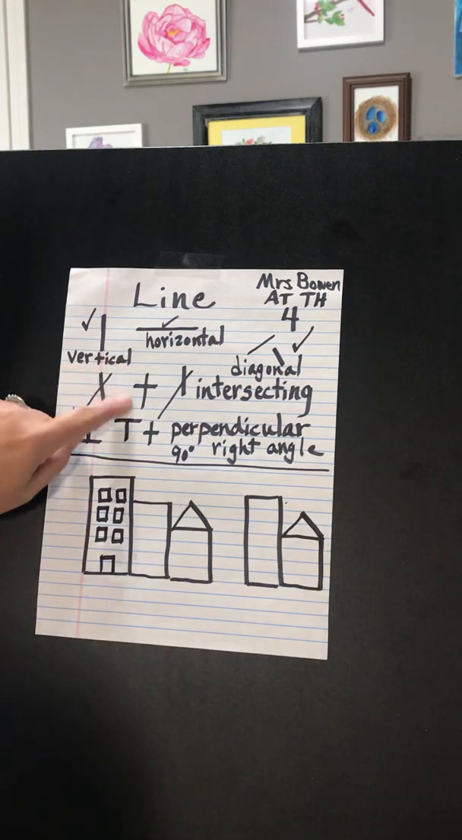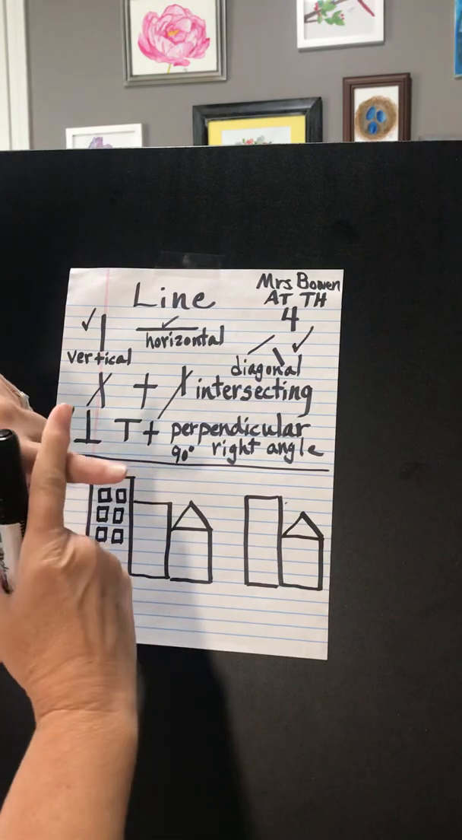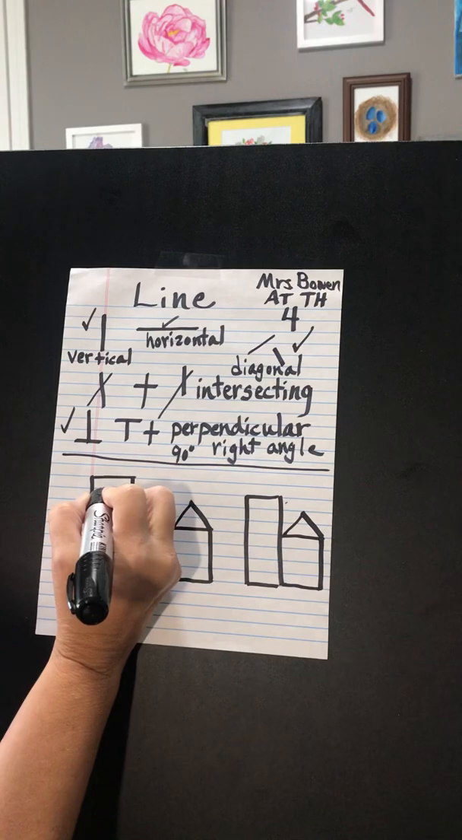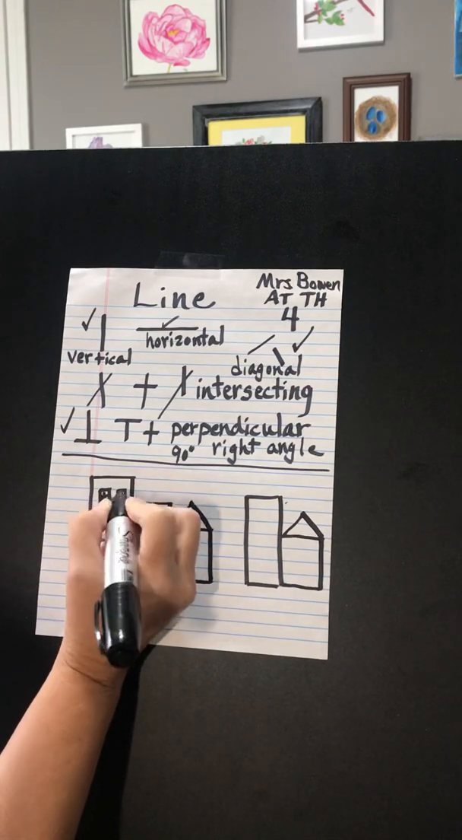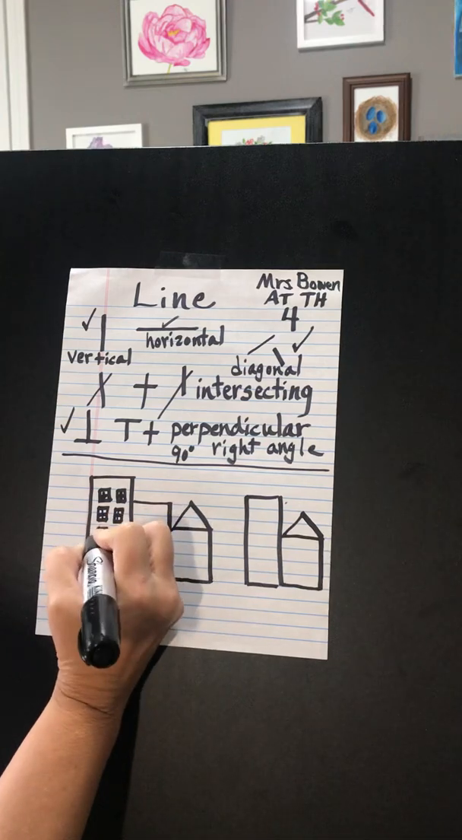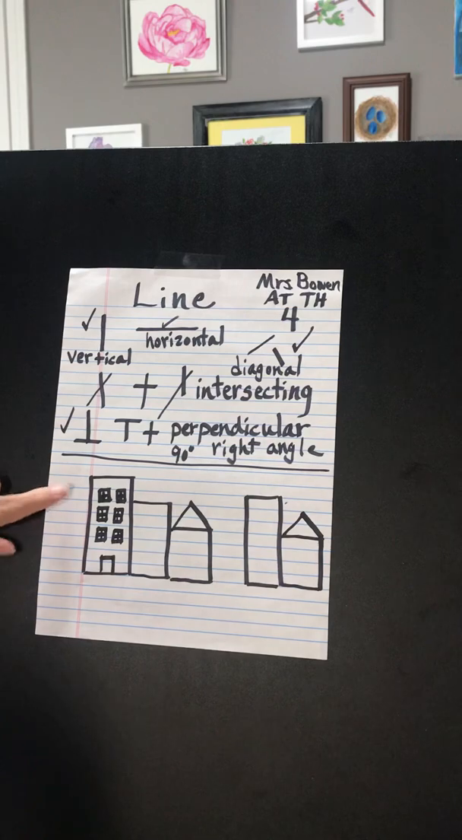Now to get this intersecting in, if you look at your windows in your house, more than likely they have intersecting bars in the middle of them for support. So we could put little plus signs in the middle of all these windows. And this is going to be hard with this big thick marker so that it shows up on tape. Remember, you're using a pencil. Yours will look better than mine. But we can put our intersecting lines in the middle of those.